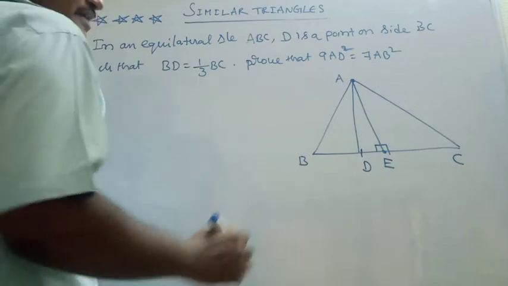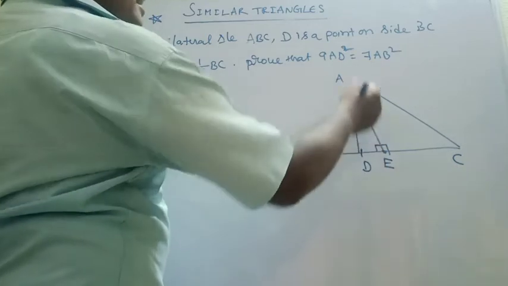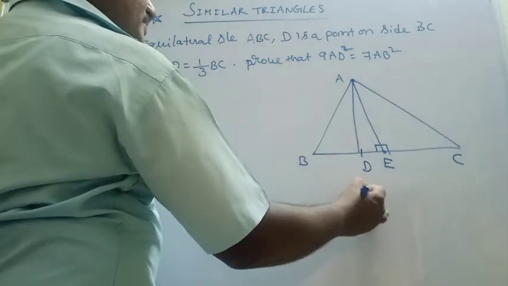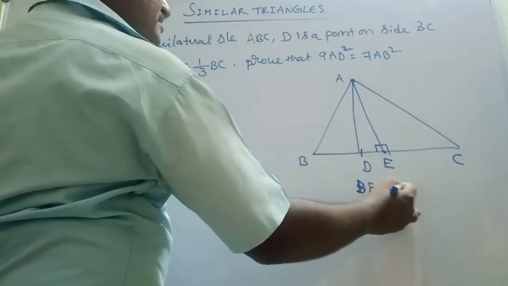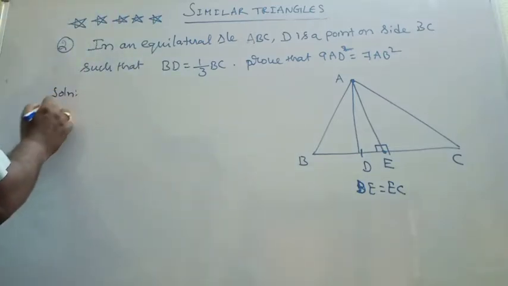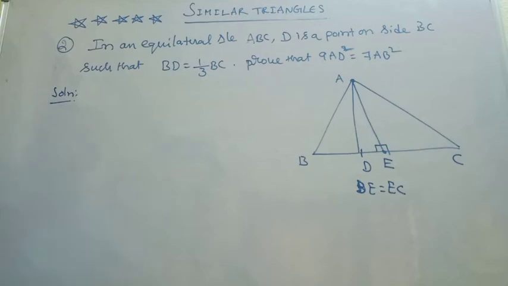Everything will be the same in this equilateral triangle. Therefore, you have here BE equal to EC, and also it is perpendicular. See how we are going to do this particular problem, my dear students. How we will be doing that is wonderful.